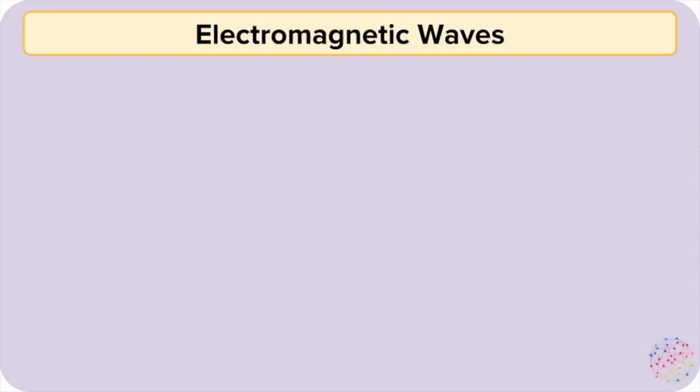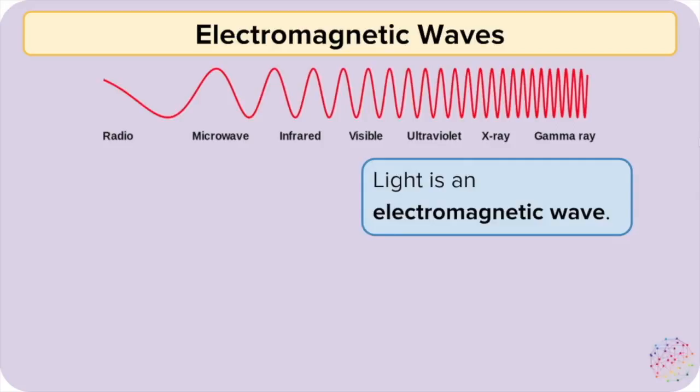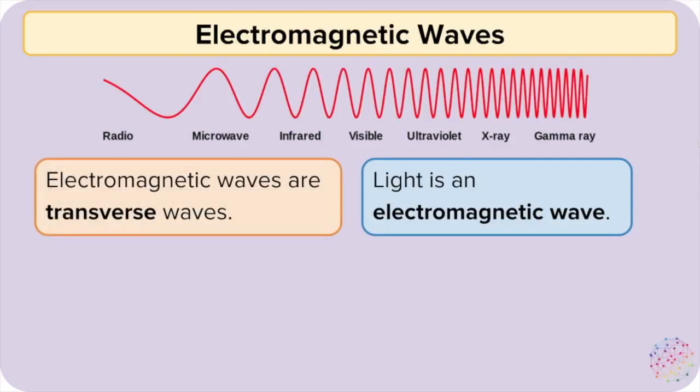Electromagnetic waves are electric and magnetic disturbances that can be used to transfer energy from a source to an absorber. Here is the electromagnetic spectrum. Light is an example of an electromagnetic wave, and electromagnetic waves are transverse waves, unlike sound, which is longitudinal.